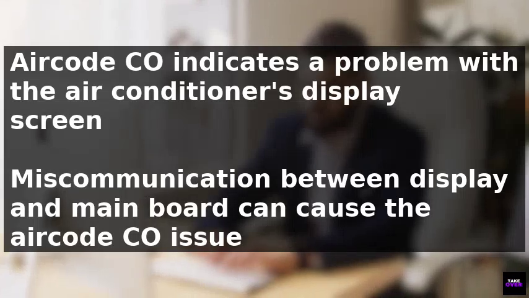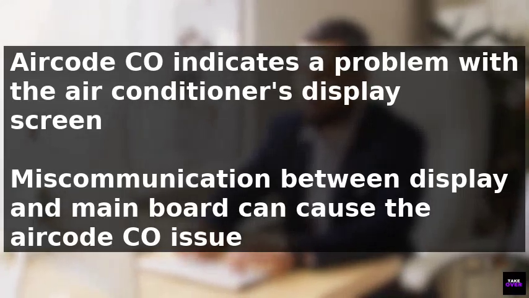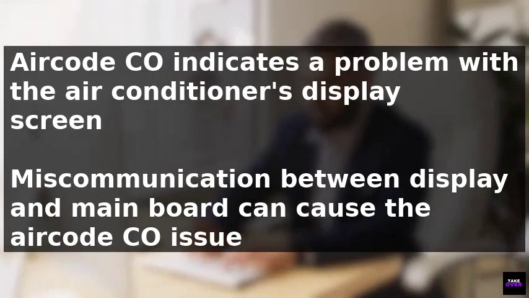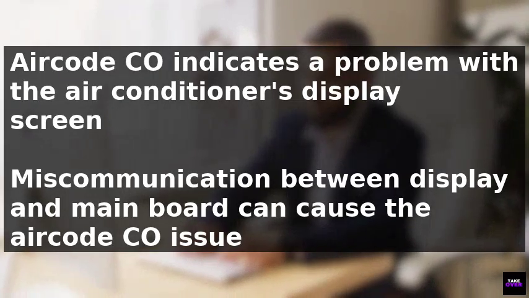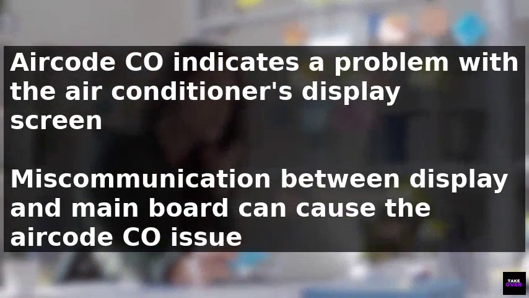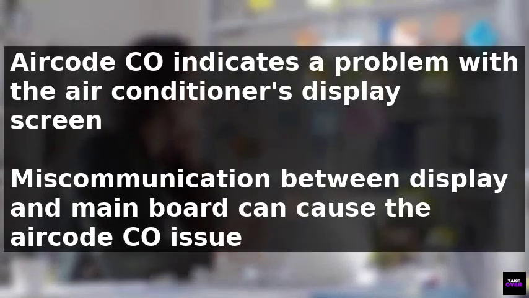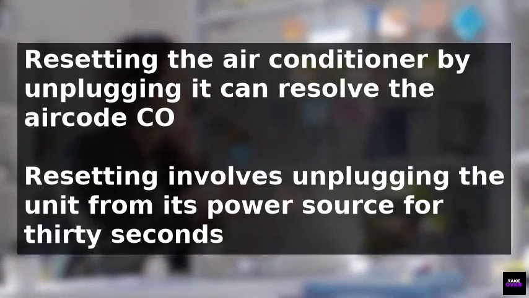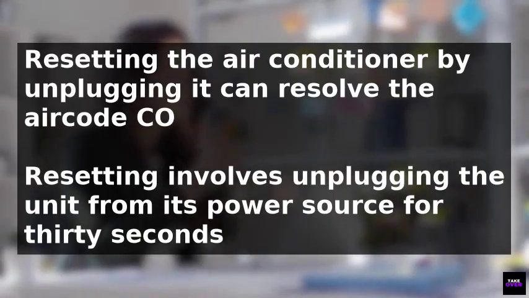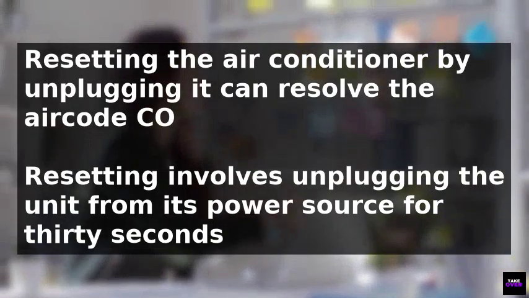The Aircode C00 on an air conditioner's display screen indicates a problem. This issue can arise due to miscommunication between the display and main board, the auto clean mode being enabled, or a damaged display cable. To fix the Aircode C00, start by resetting the air conditioner.